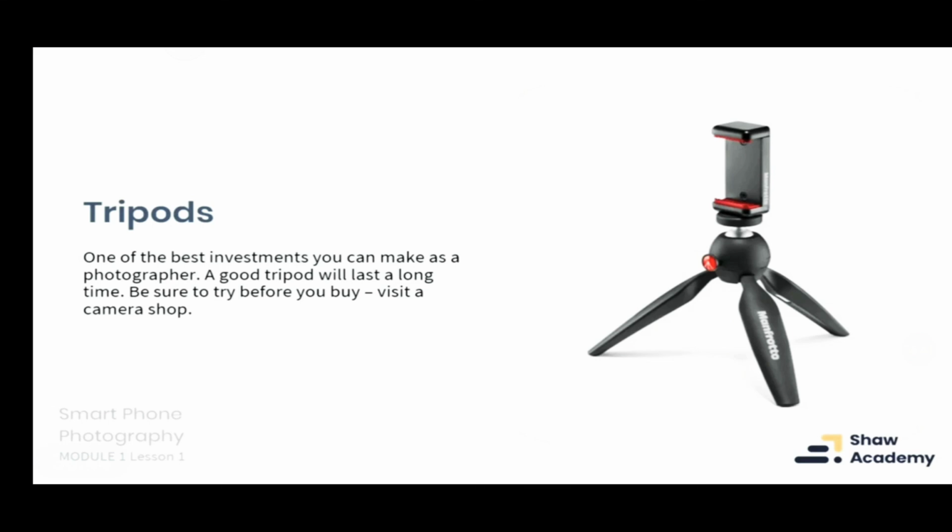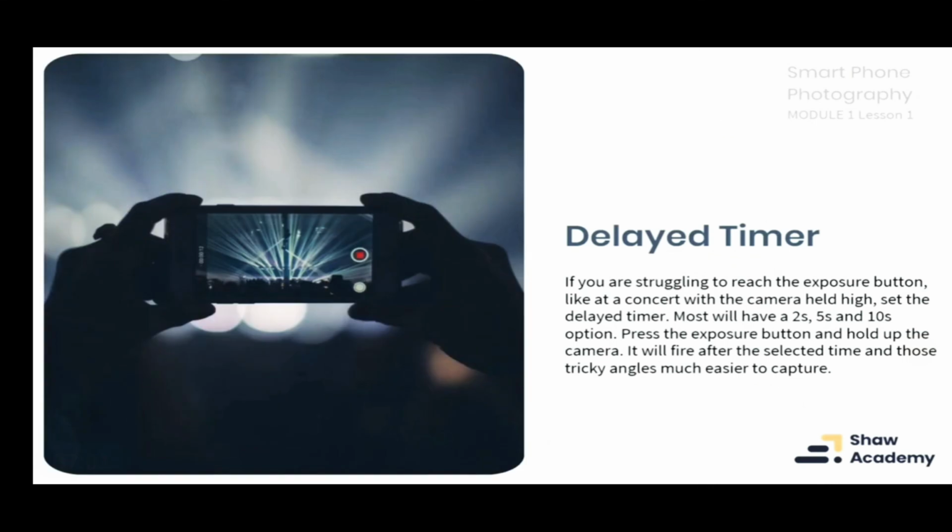Manfrotto, the ones shown here, a very good brand, but they are also quite pricey as well. But very, very flexible, and will pretty much fit any type of phone too. They're perfect for landscapes and particularly doing long exposures at night. It'll just keep things nice and steady and give you nice, crisp, sharp photographs. So definitely check out a tripod.